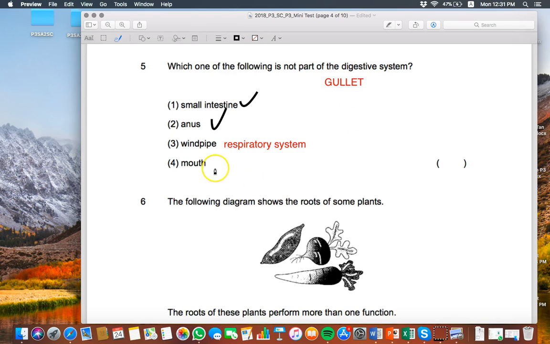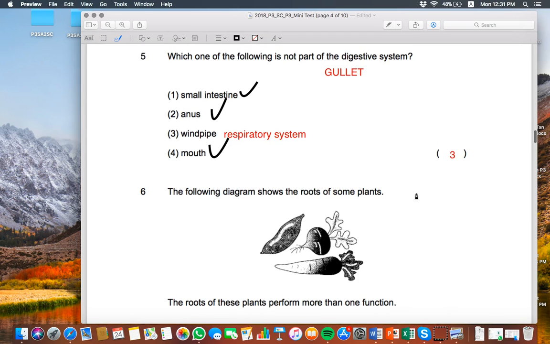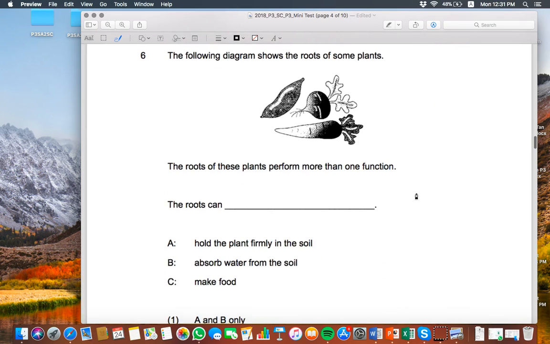The gullet and the windpipe are both tubes situated in your neck. They are side by side, but they have different functions and they belong to different systems. Understand? For the mouth, is it part of the digestive system? Yes. So the answer would be 3. Windpipe is not part of the digestive system. Simple. Easy peasy lemon squeezy. Please pause if you need to copy. If not, we'll move on to question 6.